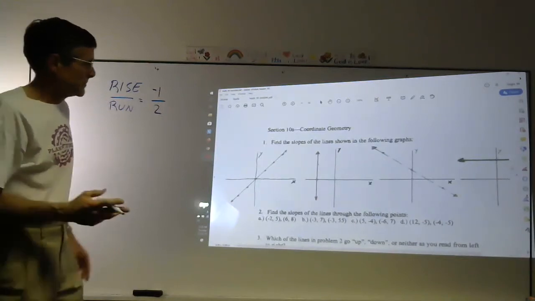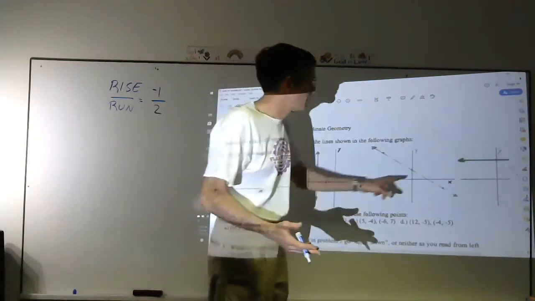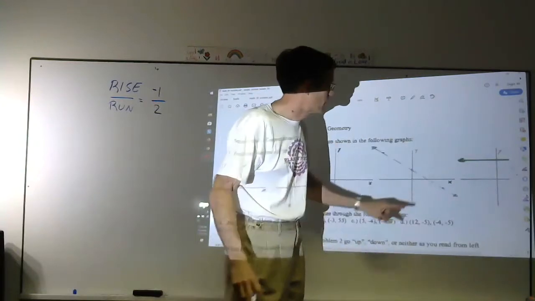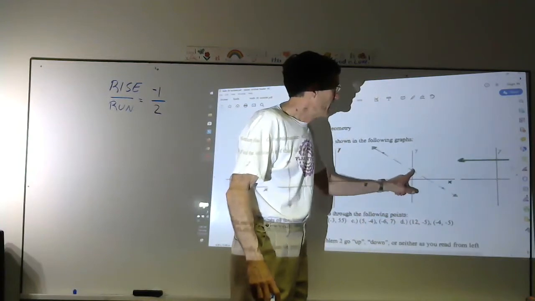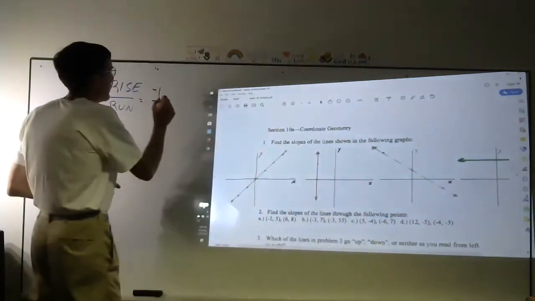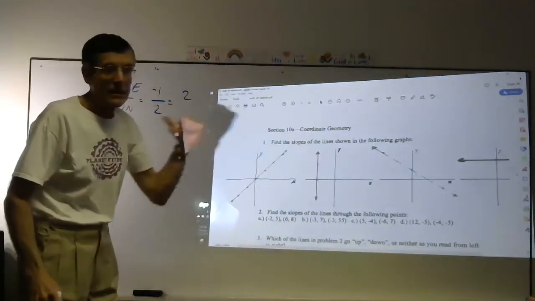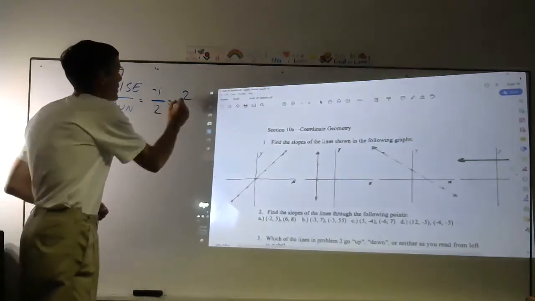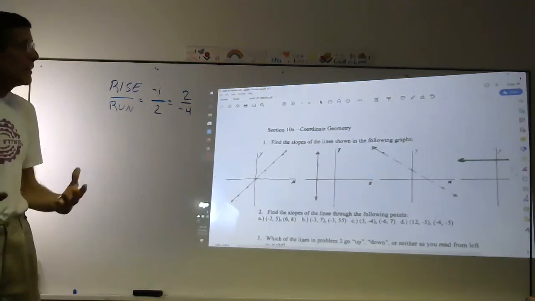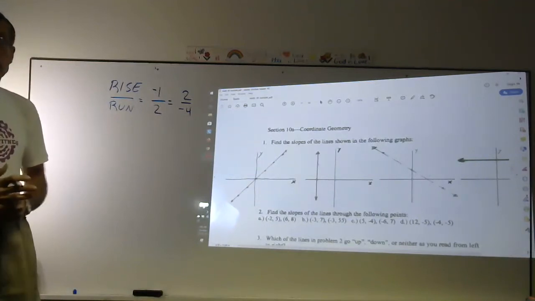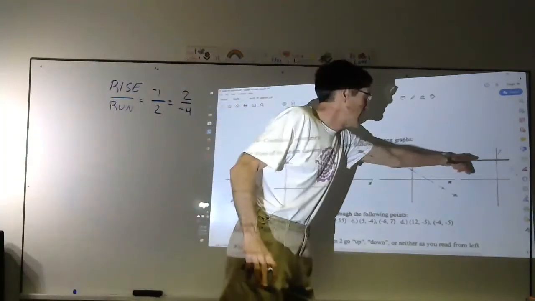Okay? Now, I know somebody's probably sitting there saying, well, I would never have figured that out. I would have probably picked the wrong points, or I'd have gone the wrong way. Like I would have started here. I would have gone up 2 and then back 4. Well, going up 2 is a positive 2. Back to the left 4 is a -4, and that's still -1/2. Okay? As long as you count very carefully on your grid, you cannot mess this up. It's impossible.